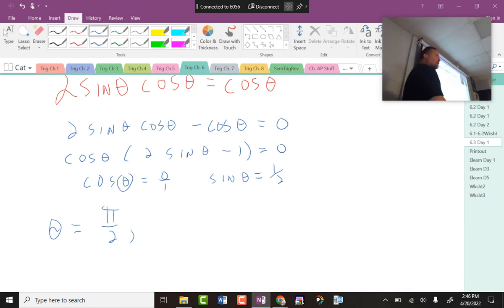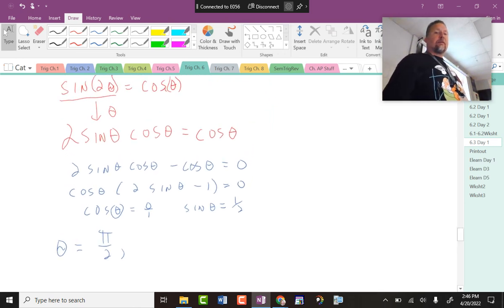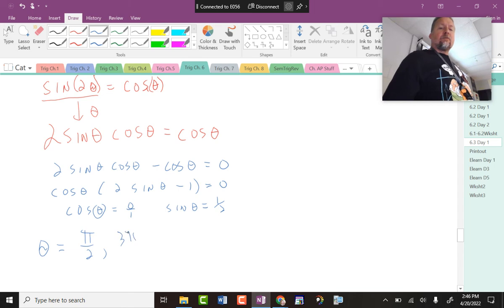Do I divide by 2 now or what? No, we changed sine 2 theta to 2 sine theta cosine theta. We got rid of the 2 basically through an identity switch, and it is really a switch. That's what chapter 3 was all about, or 5. And then 3 pi over 2. And then I'm almost done. What's the next one?